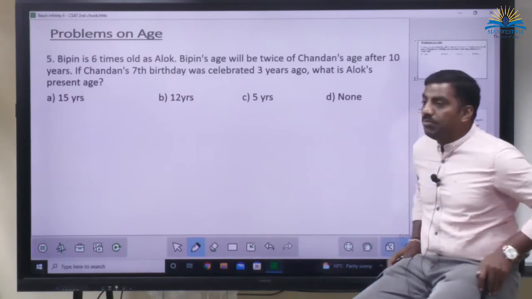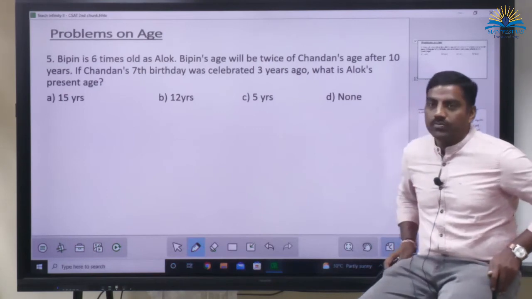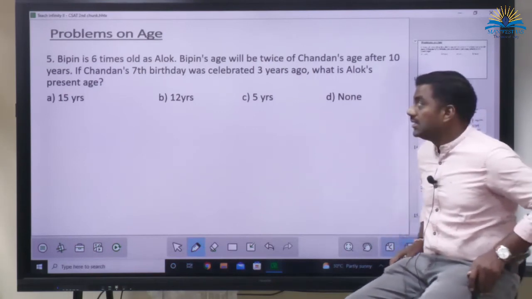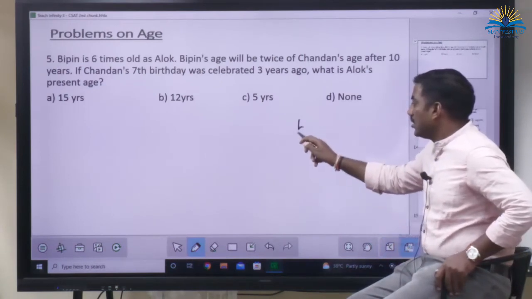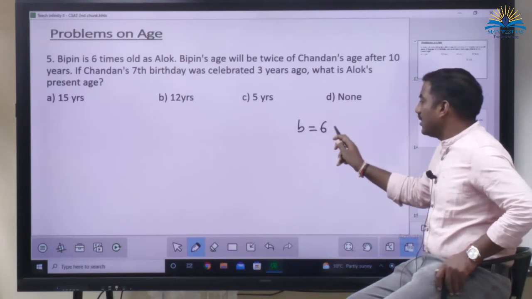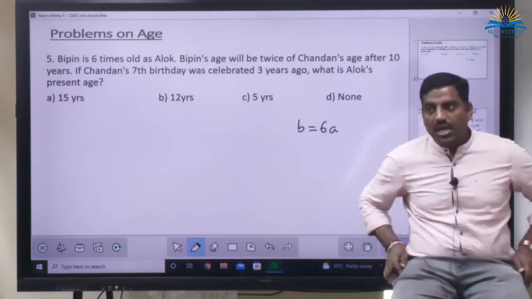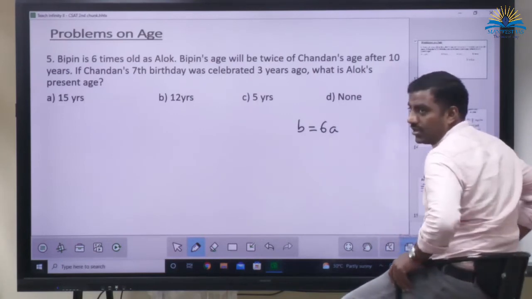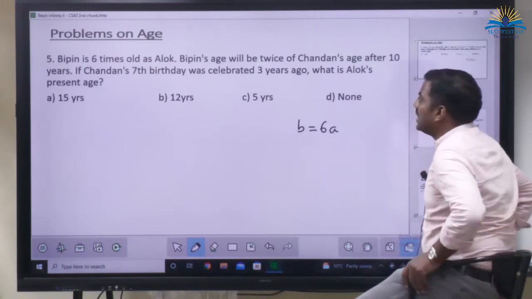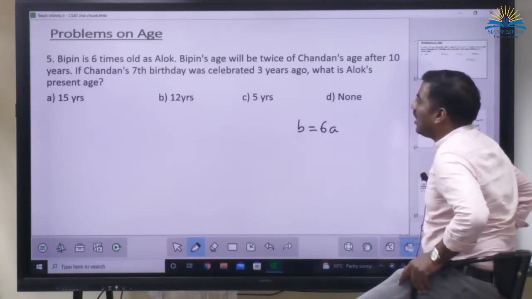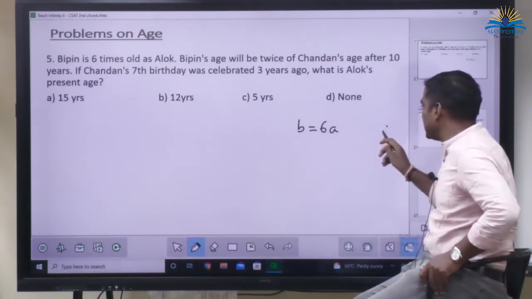Okay. Bipin is 6 times as old as Alok. So can I write B is equal to 6A? Bipin B, Alok A. Correct? Bipin's age will be twice of Chandana's age after 10 years. Chandana is one more person here. I'll take her age as C now.